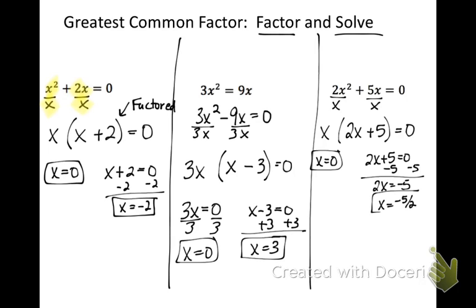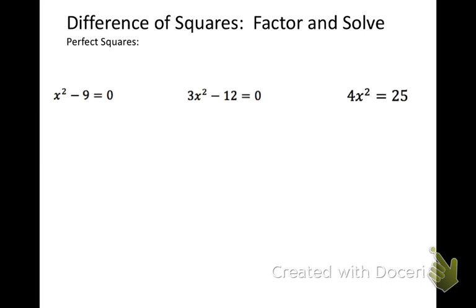Again, don't do this in your head because people go wrong on that. Alright, my second type of problem is when we have a difference of squares. So first of all, difference means subtraction, and squares are perfect squares. So let's list out all of our perfect squares that we know.